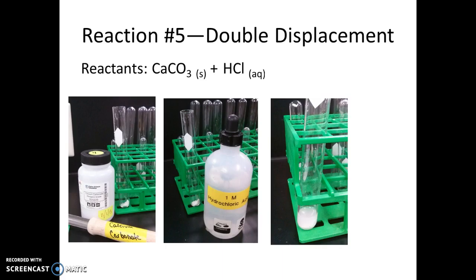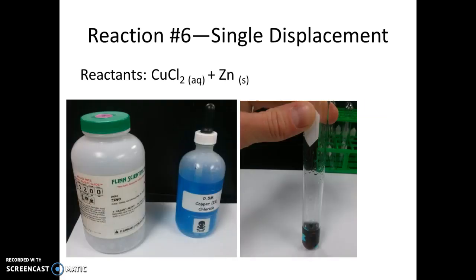You want to test the gas that forms in this reaction, and you're going to test it doing a splint test again. So this will be another splint test that you do for reaction number 5. You want to find out if that gas is flammable or not. So reaction number 5 is a double displacement reaction that forms a gas. Reaction number 6 is another example of a single displacement reaction. In this case, the compound that you'll be using is copper 2 chloride, and copper 2 chloride is a clear blue solution.